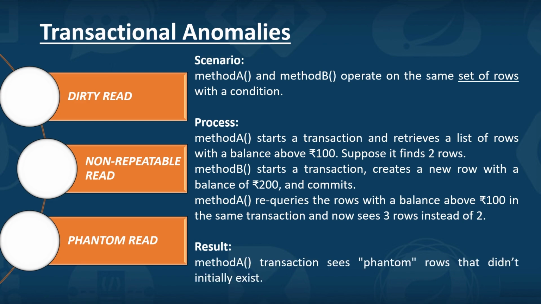So this we call phantom read. And why do we use the word phantom? Because when method A requeries the balance, it will see that there is a phantom row, because this row was not available a few milliseconds back, it was not even existing, and now it suddenly came. So it may be something like a ghost or a phantom, and hence we say this is going to be a phantom read.